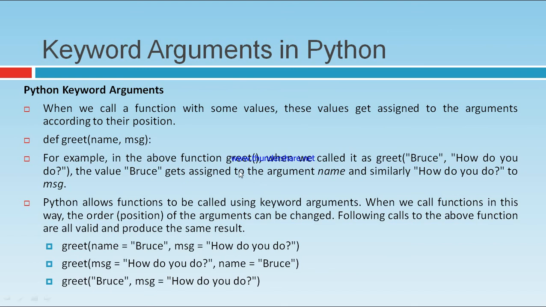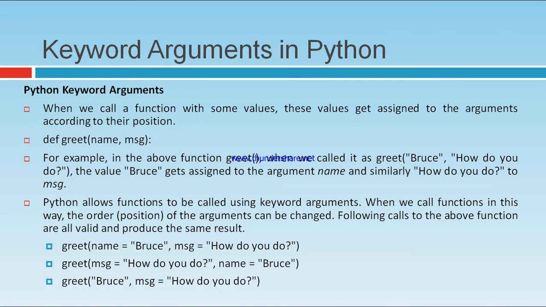Just see one example. Def greet function is there and it demands two different arguments, name and message. So in the above function greet, when we call it as greet Bruce, how do you do, this Bruce is going to be stored in the name variable, and how do you do is going to be stored in the message variable. The computer follows the sequence. Right? The value Bruce gets assigned to the argument name, and similarly, how do you do to the message. Here the computer follows the sequence order.